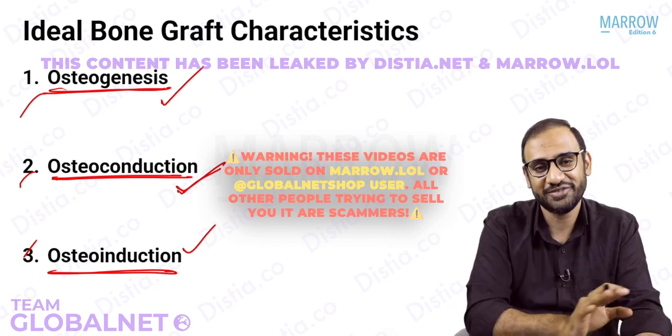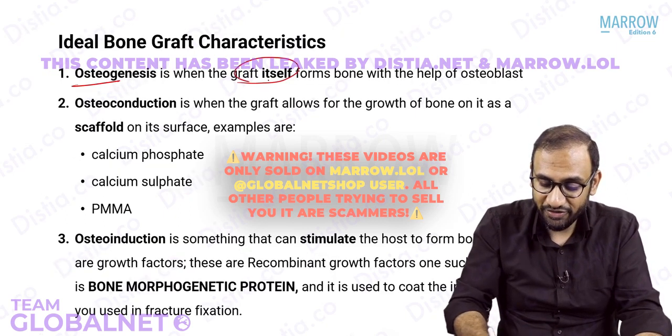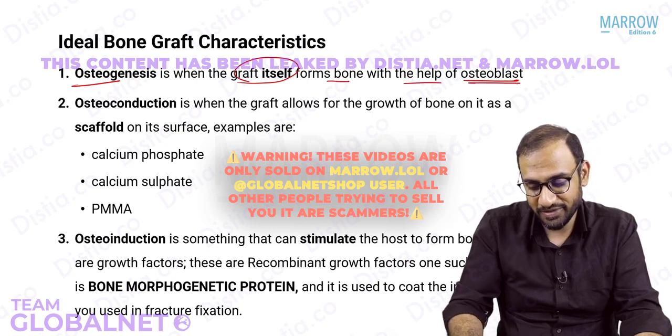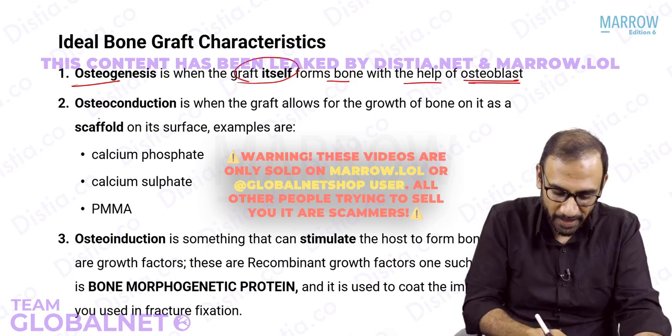So what are these characteristics? We have talked. Now let's read. Osteogenesis is when the graft itself forms bone with the help of osteoblasts. So this can only be natural. Artificial will not be available in the market.